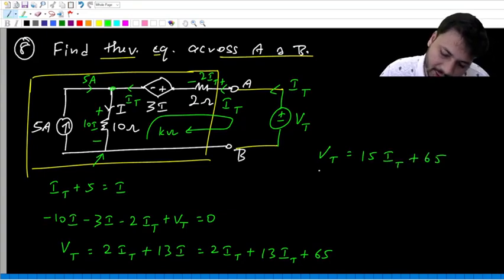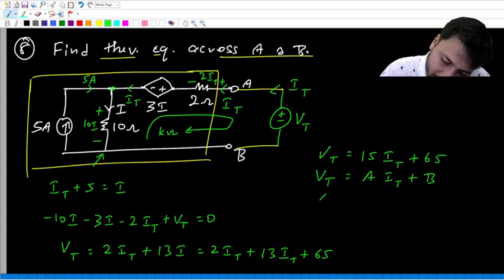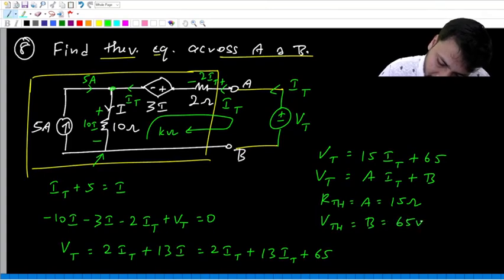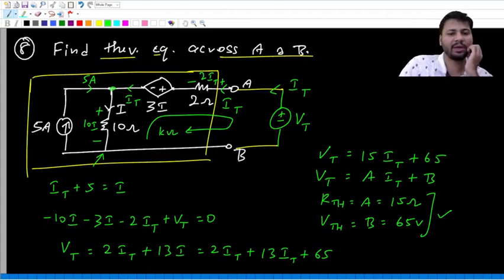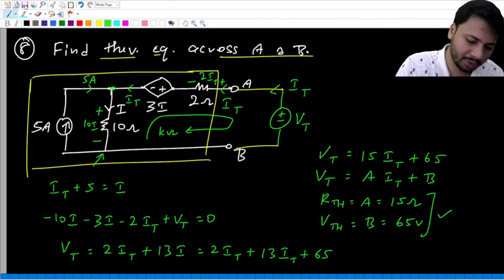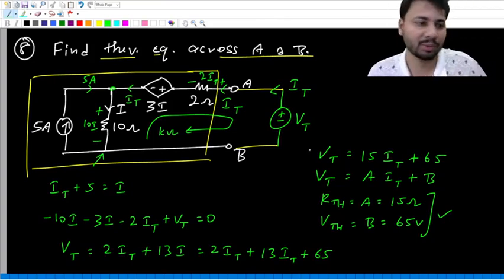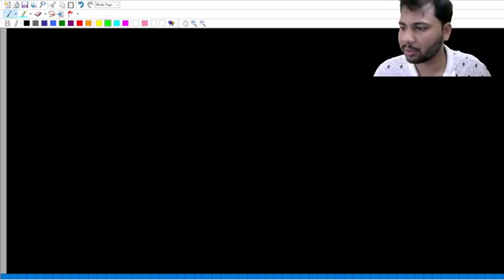So finally VT equal to 15IT plus 65. Now you have to compare this with the standard form, VT equal to A IT plus B. So your RTH is nothing but A, which is 15 ohms, and VTH is nothing but B, which is 65 volts. So these are the values of VTH and RTH, 65 volts and 15 ohms. Is it not quite simple?